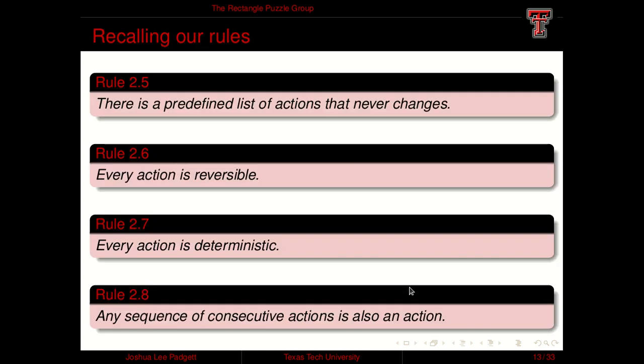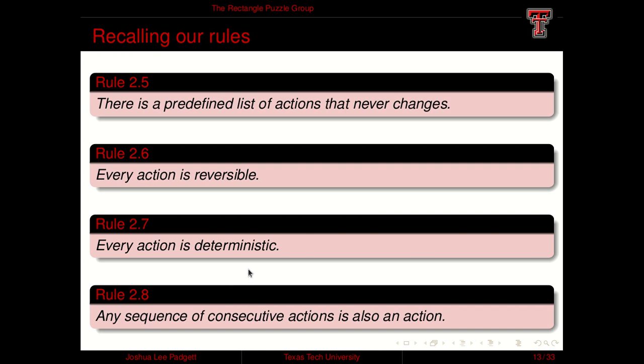Now, why was it a group? Well, it was a group because it actually satisfied each of our 4 rules. There was a predefined list of actions, and that's usually trivially true. We have horizontal and vertical flips. Every action is reversible, and it's actually the case that each action reverses itself. Every action is deterministic, because if I were to do a horizontal flip, there is no uncertainty about what the outcome will be. And any sequence of horizontal and vertical flips still results in a rectangle that is in the same configuration.